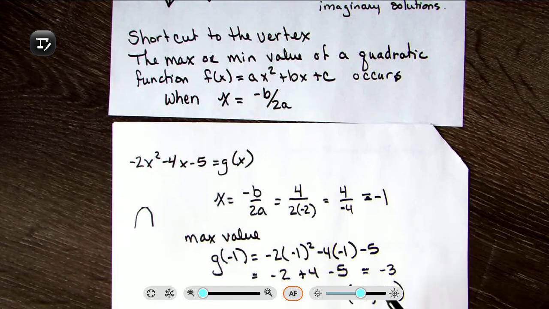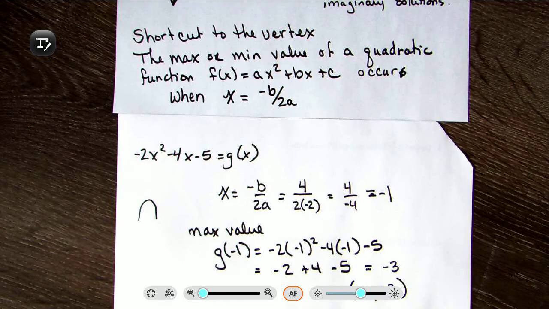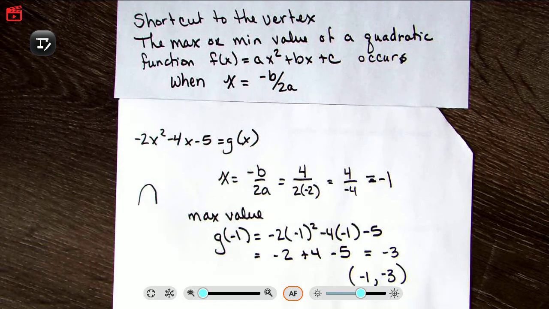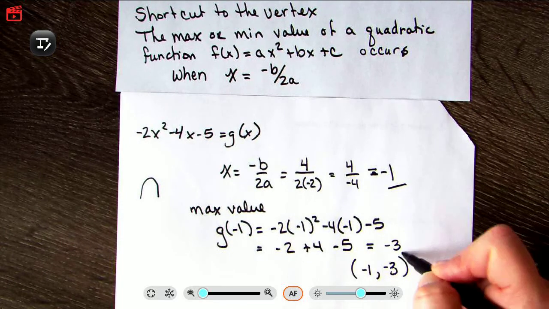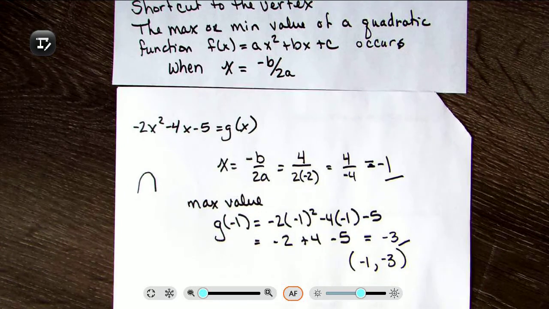So this is a quick way of getting at that vertex if all you needed was the max or the min. If all you needed was where did it happen, we could have stopped there. If I actually need the actual value, we have to go that one step further.